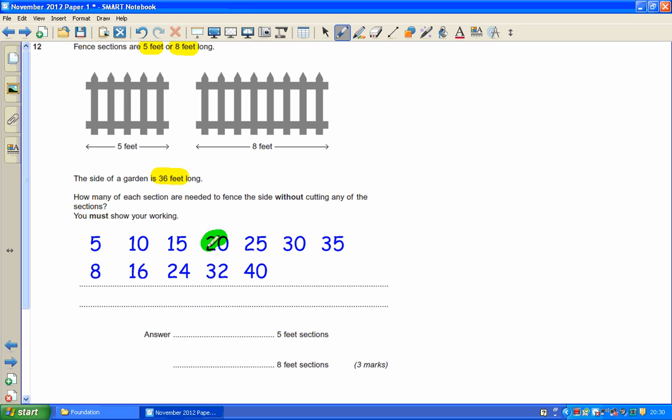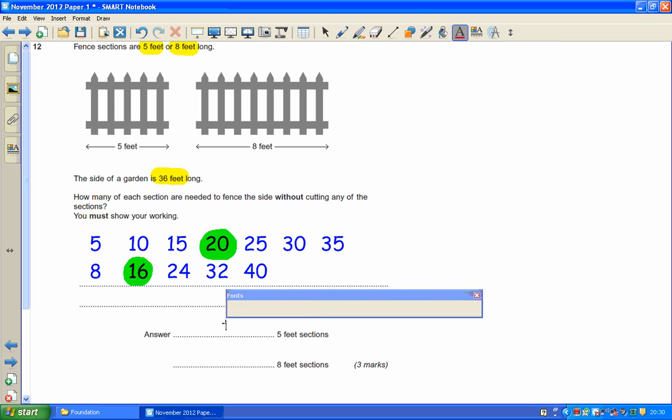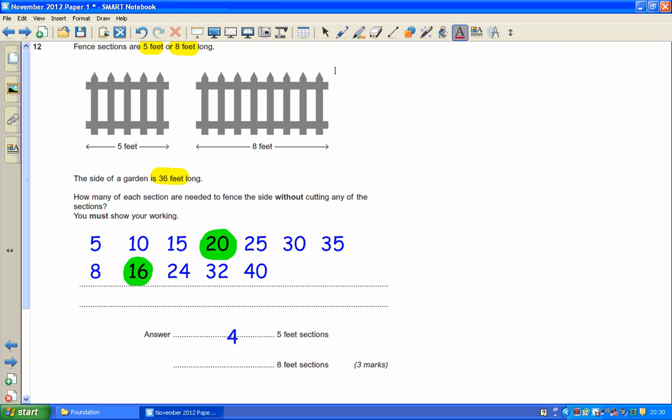Well, I'm looking at that and I'm thinking, well, 20 add 16 gives me 36, so they're going to be the ones I need. So that is going to be 1, 2, 3, 4 of the 5-foot sections, because that will give me 20 feet, and then it's going to be 2 of the 8-foot sections, because that's going to give me 16, and 20 add 16 is the 36 feet that I need altogether.